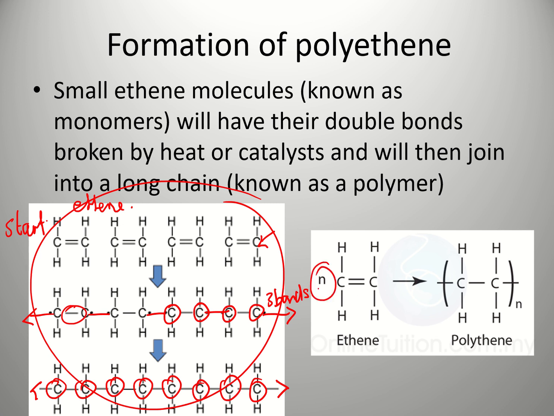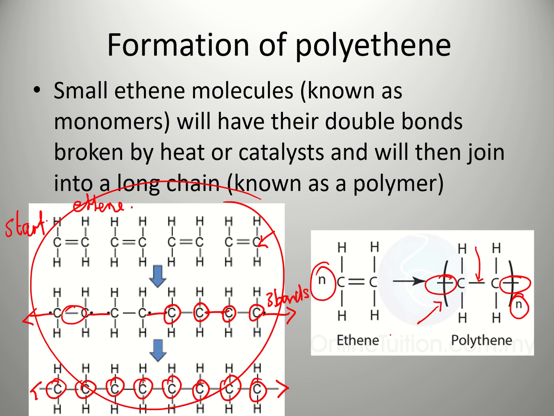So n just is the number of ethenes that you'll start off with. That's a random number. It can be hundreds and thousands, millions even of those molecules. And then showing that the double bond is broken and that new bonds form either side of those carbons. Single bond in between them now. And then we have n number of those.